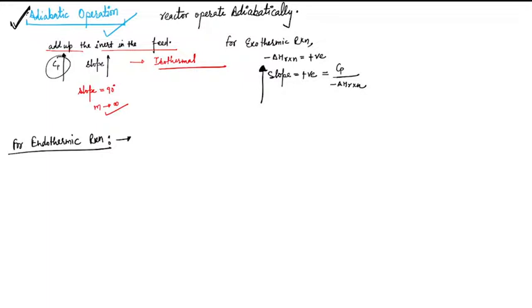So an endothermic reaction is taking place. How do you operate the reactor isothermally? When there is adiabatic operation, meaning no exchange of heat between system and surrounding, then what will you do? This is the point.